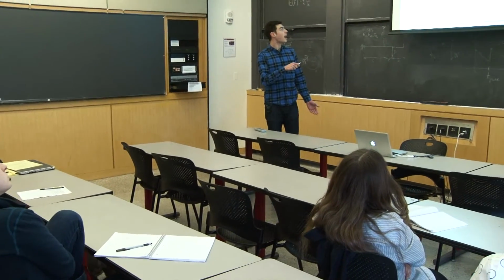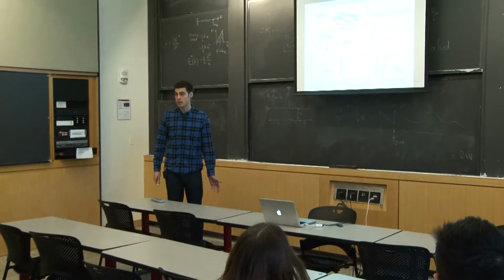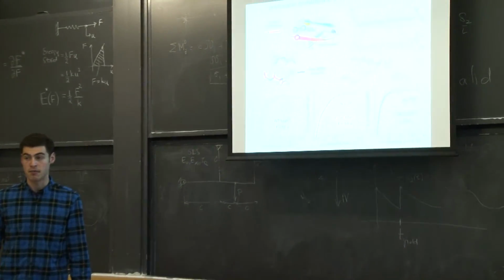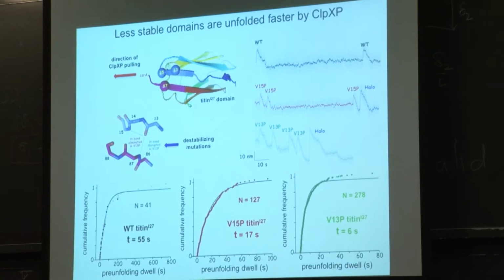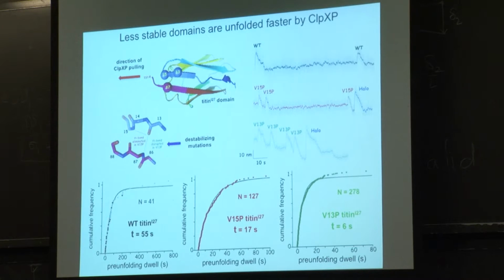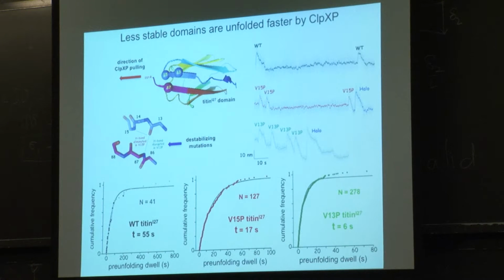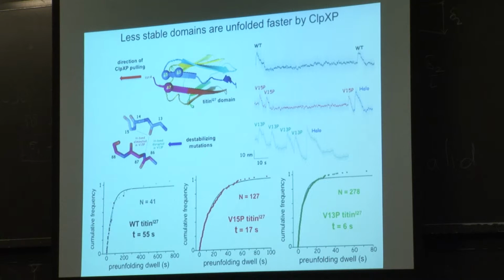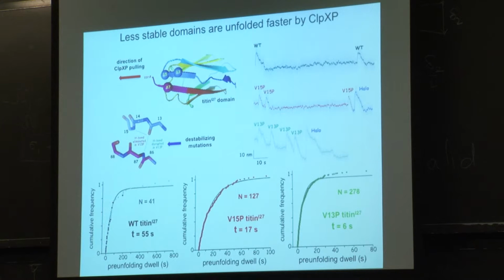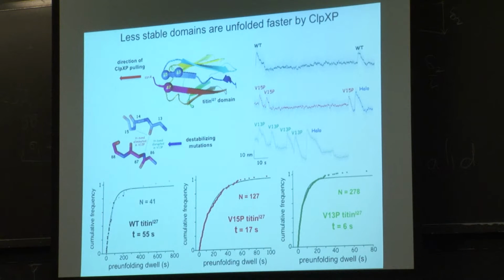So I believe you covered these different mutations of Titan, which change the mechanical stability and change the rate of ClpXP unfolding and degradation. Using these mutations, we were able to directly investigate the unfolding strength of ClpXP. For this Titan I-27 domain, there are a couple of mutations you can make right by the C-terminus of the domain, where you switch a valine or something for a proline, which significantly decreases the mechanical stability. And we made these multi-domain substrates with these various mutants of Titan inserted.